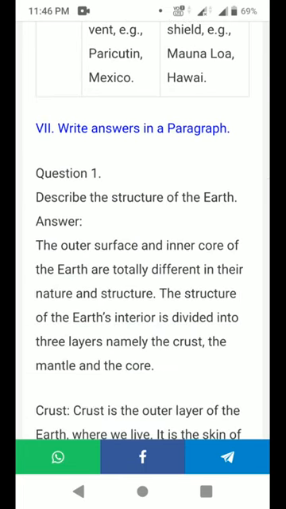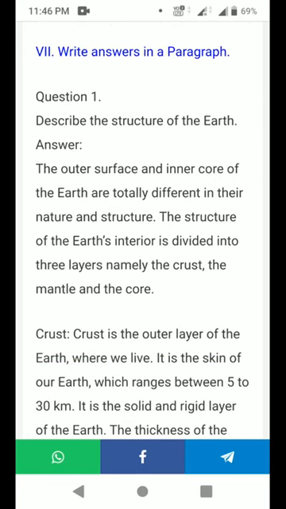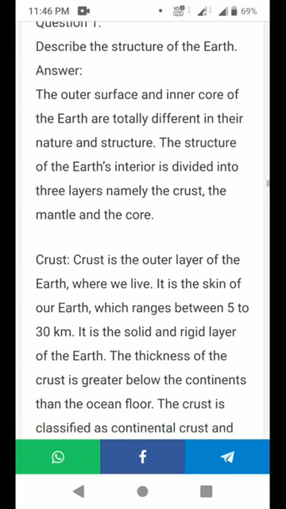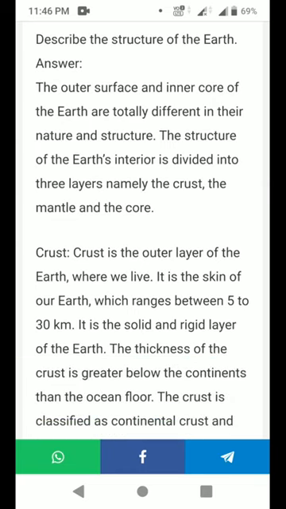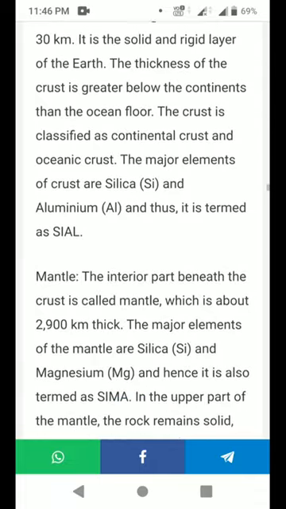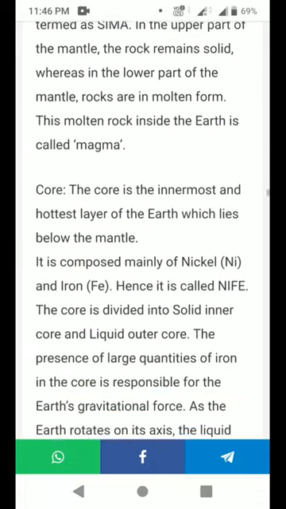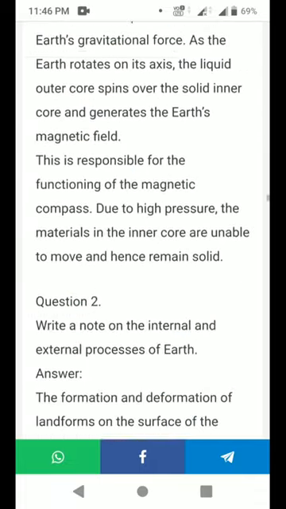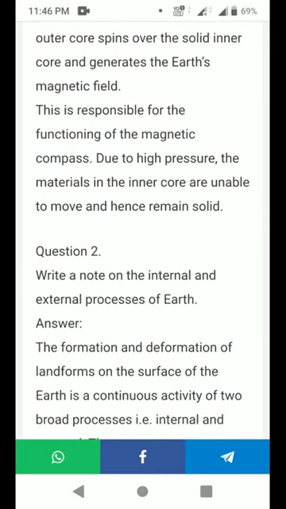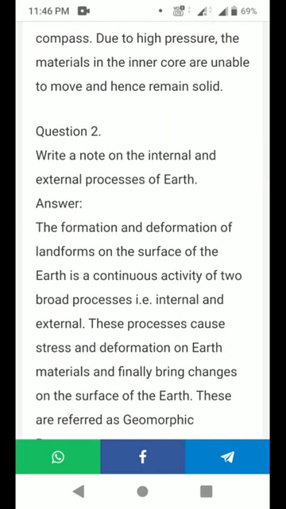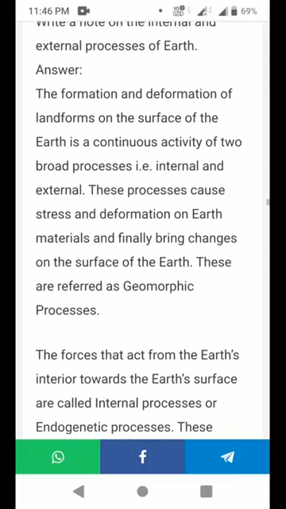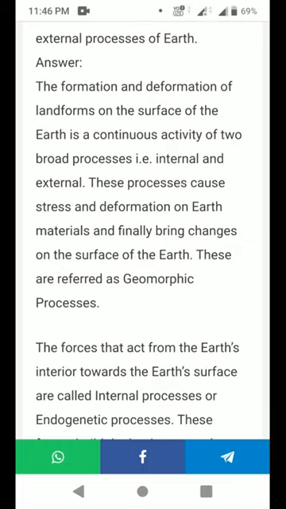Next, write answers in a paragraph. Paragraph questions. First question, describe the structure of the earth. Here the answer they have given is crust, mantle and core. Second question, write a note on the internal and external processes of the earth. So here also the answers they have given.